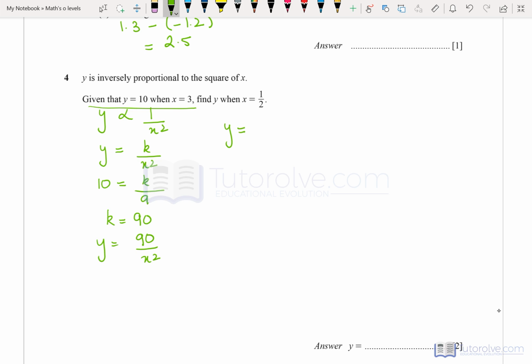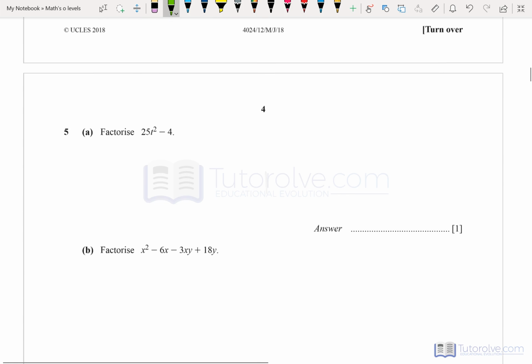So y is basically 90 divided by x squared, so divided by 1 by 2 squared. So 90 divided by 1 by 4, and when you have to remove the division sign, you take the reciprocal and you add an equals to. So this is going to be 360. Y would be equal to 360.